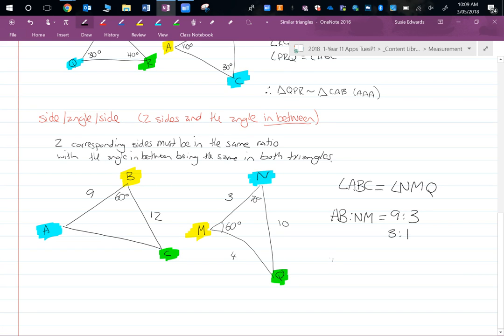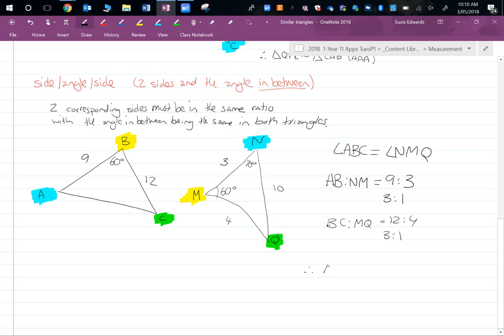And B to C, yellow to green, so M to Q, is equal to 12 to 4, which is the same as saying 3 to 1. So because two of those sides are in the same ratio and the angle in between them is the same, we can therefore say that they are similar, okay? So therefore, triangle ABC is similar to triangle blue, yellow, green, NMQ because side, angle, side.